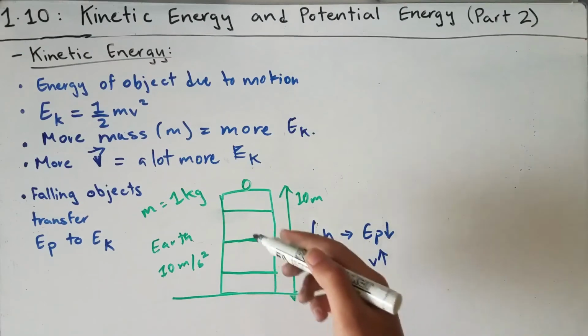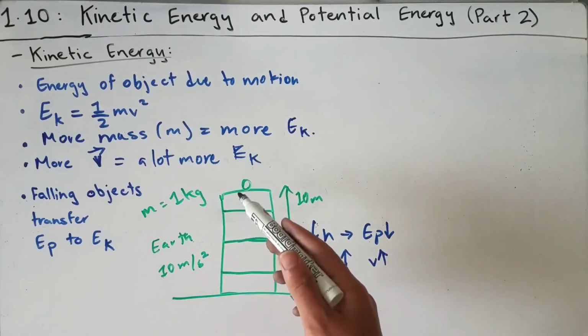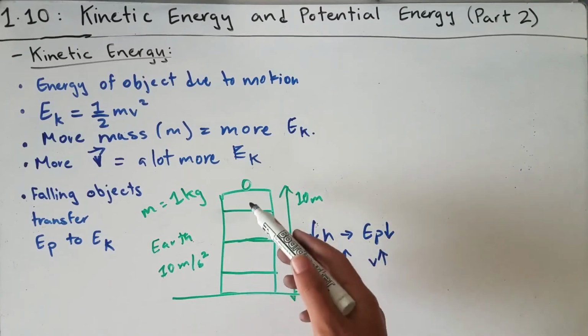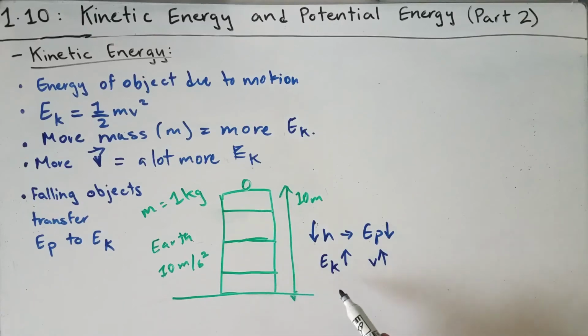So when that ball falls down, the potential energy of that ball will decrease as its height decreases, and its velocity will also increase as it accelerates towards the earth, so its kinetic energy will also increase. So the potential energy of that ball is being converted to its kinetic energy.